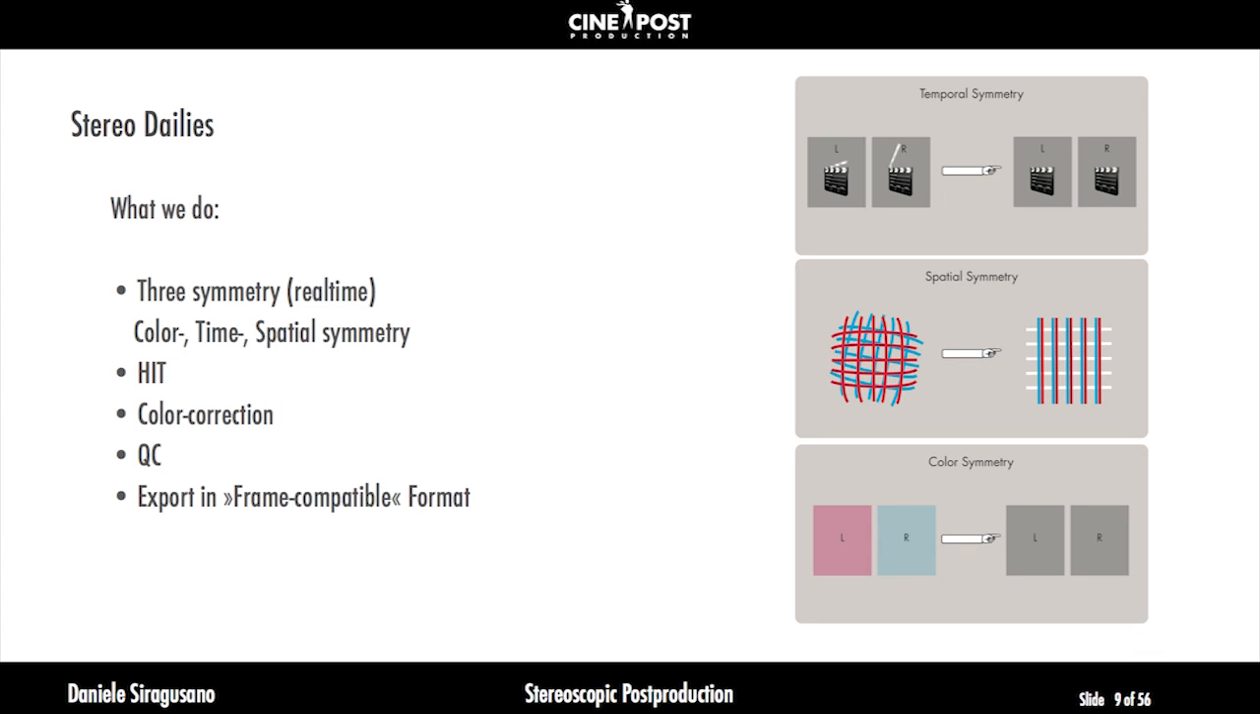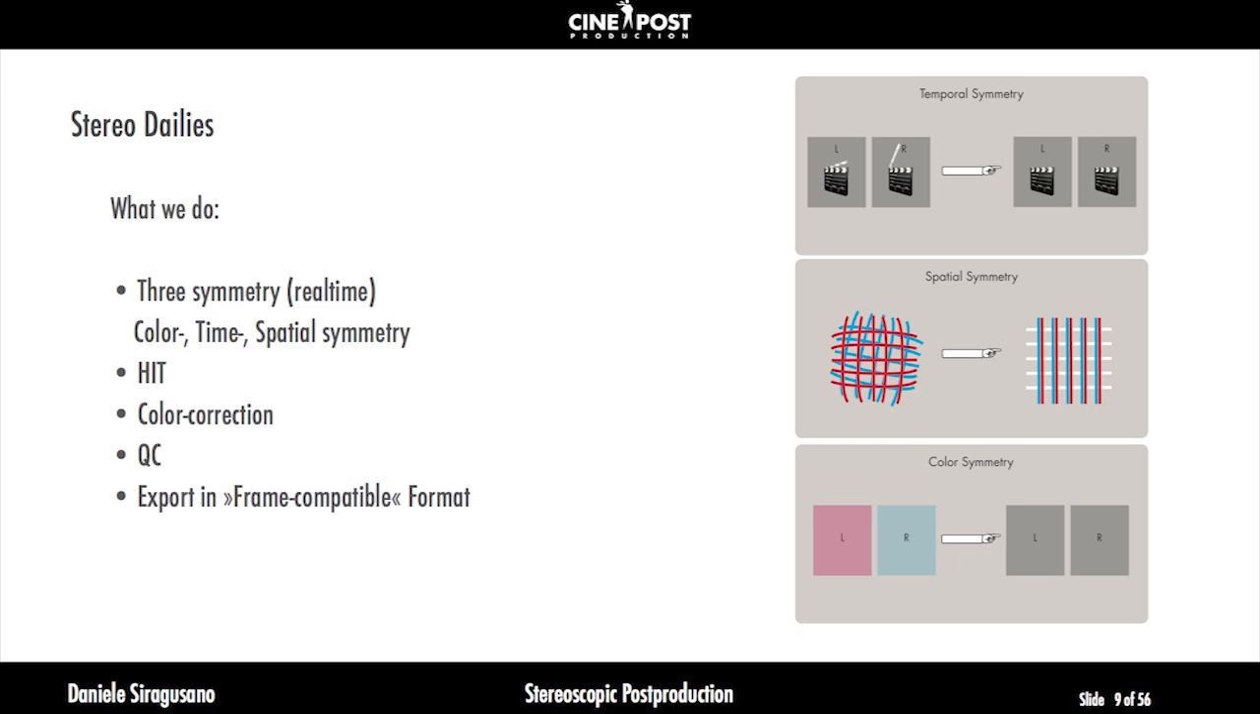So what are we doing? In each process where we modify the stereoscopic characteristics, in each step we have the so-called three-symmetry principle. This is pretty old, and it comes from stereoscopic projection, also from the screening environment. You always have to make sure that three kinds of symmetries are symmetric: color symmetry, time symmetry, and spatial symmetry. Temporal symmetry is the temporal sync between the eyes. You have to check that these are correct.